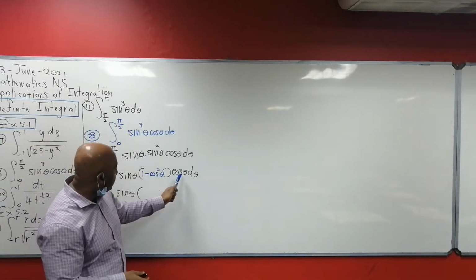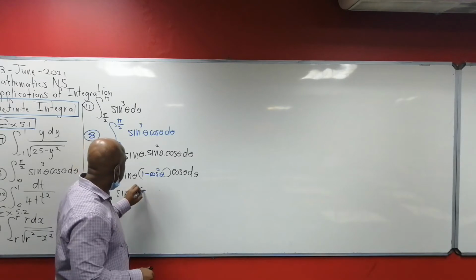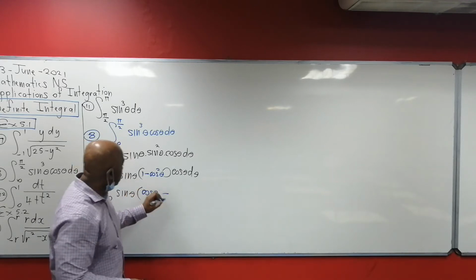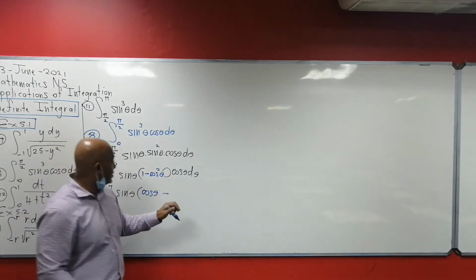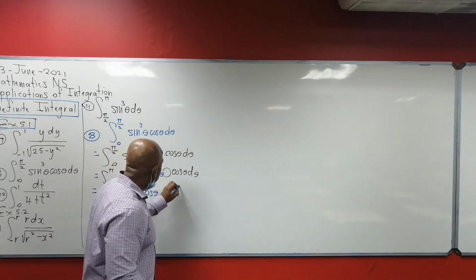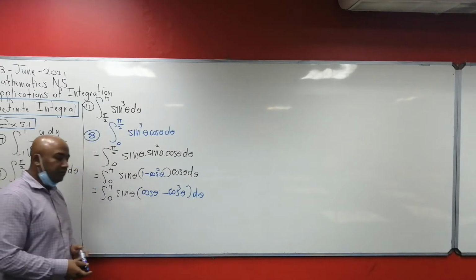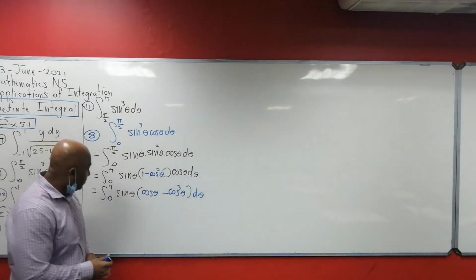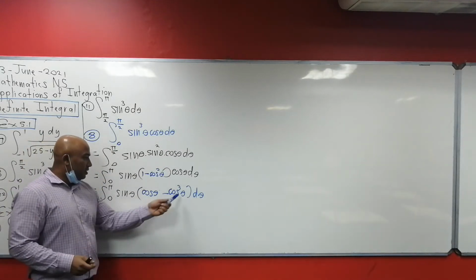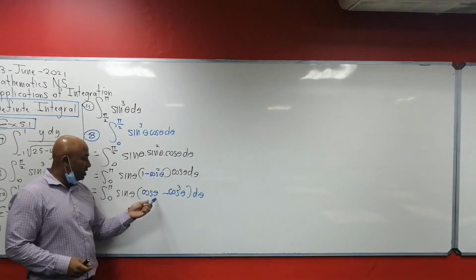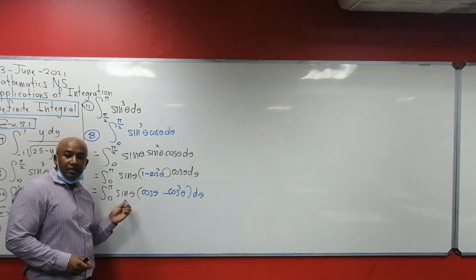Right, so now if I multiply cos times 1, that's going to be cos. And then cos times cos squared, that's going to be cos to the power 3 d theta. Okay, so now what do we do? You notice now there's an exact derivative here. The derivative of cos is going to be minus sine.